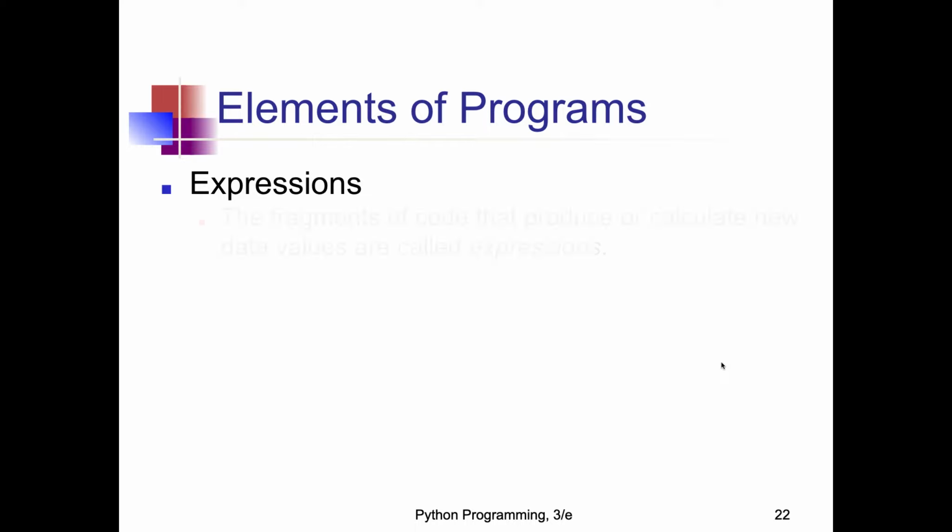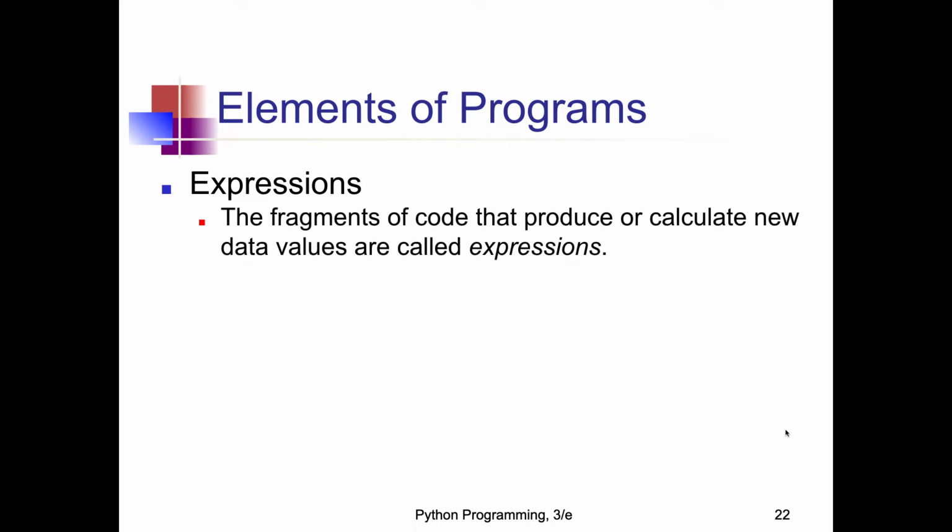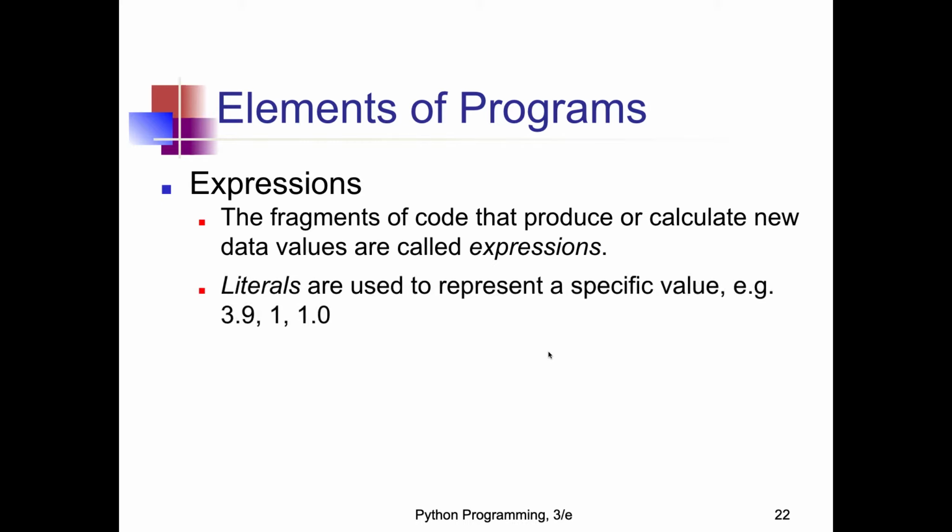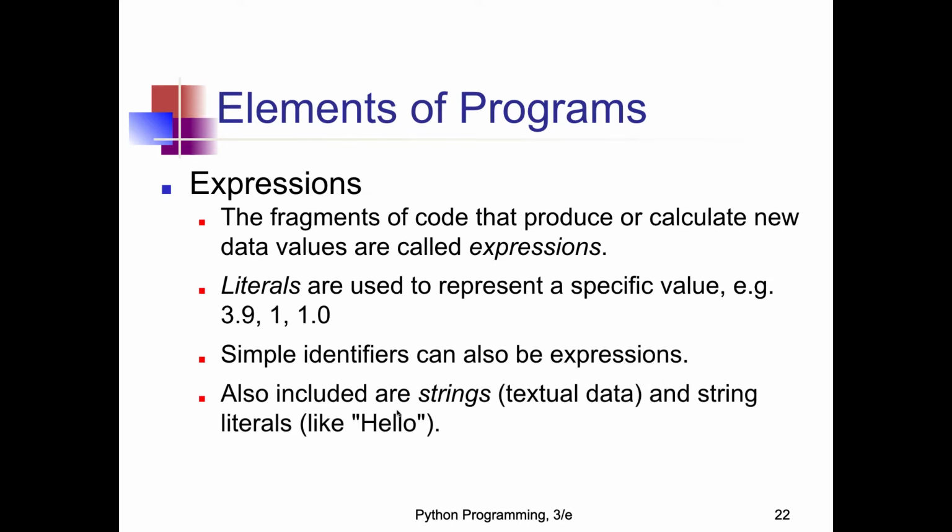All right, so next, expressions. The fragments of code that produce or calculate new data values are called expressions. Expressions in most cases are on the right side of the equals sign, the assignment operator. We also have some literals. They are used to represent a specific value, such as any kind of numeric value. And simple identifiers can also be expressions, like the variable x can be used as an expression or in an expression. We also include strings. So textual data, or string literals, are also expressions themselves.